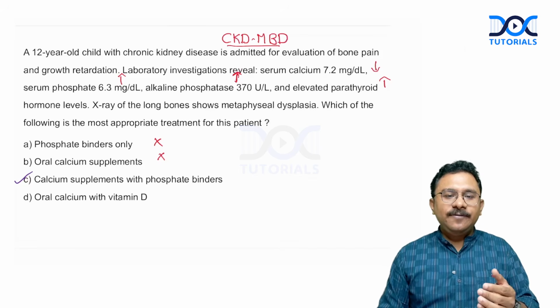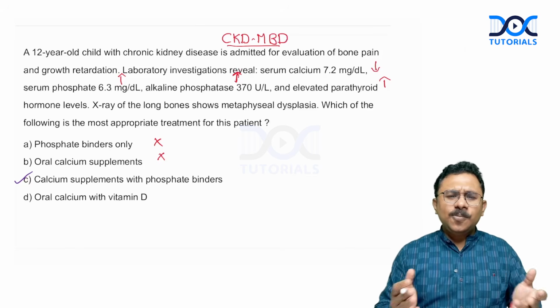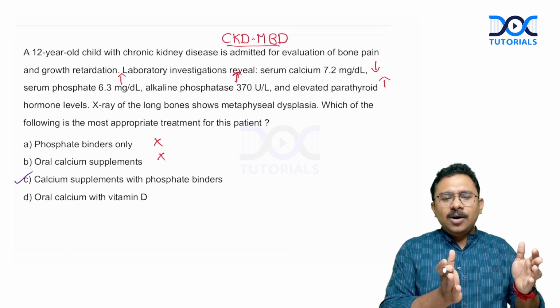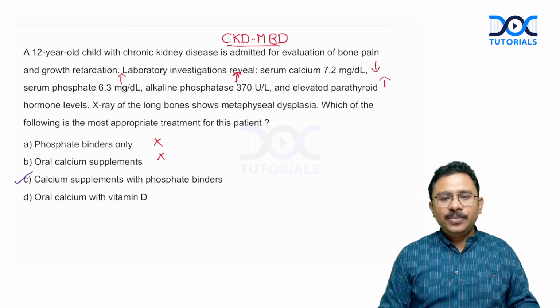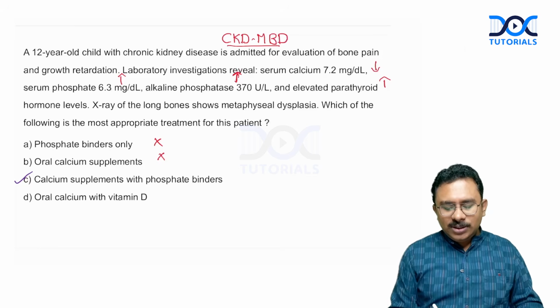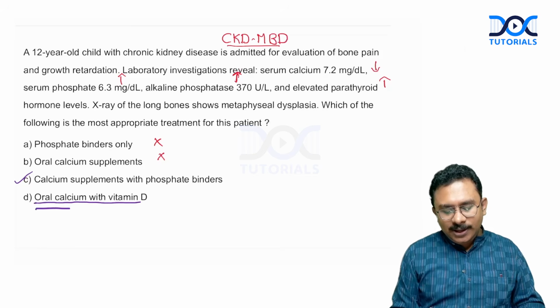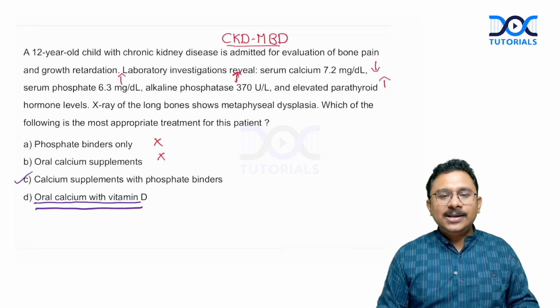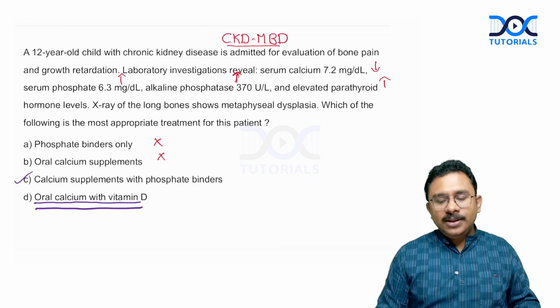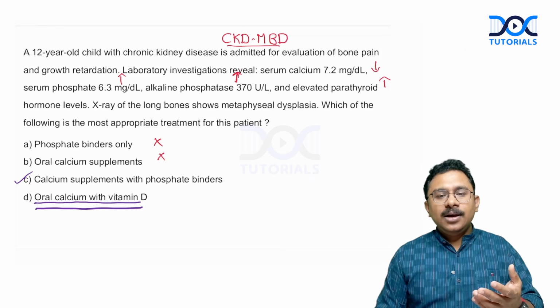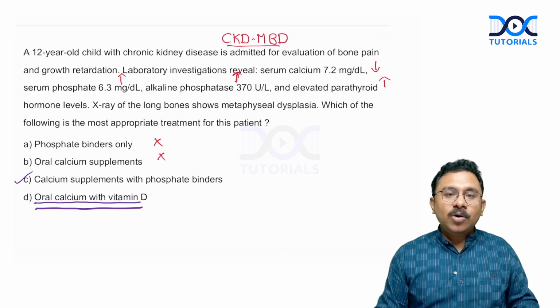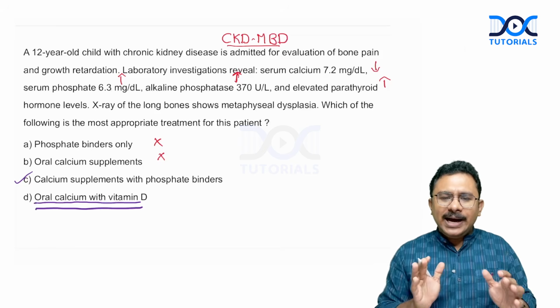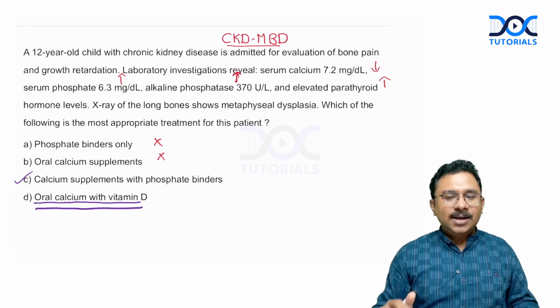At least some students have gone for option D. I'm not saying option D is absolutely wrong, because oral calcium with vitamin D is definitely a part of the management itself. But when you look at the question overall, this management strategy, which is option D, is only correcting the calcium component, and is not addressing the hyperphosphatemia. And we know that in chronic kidney disease MBD, hyperphosphatemia is one very important step that occurs in the pathogenesis of MBD, because of which I would prefer option C as the best answer for this case.